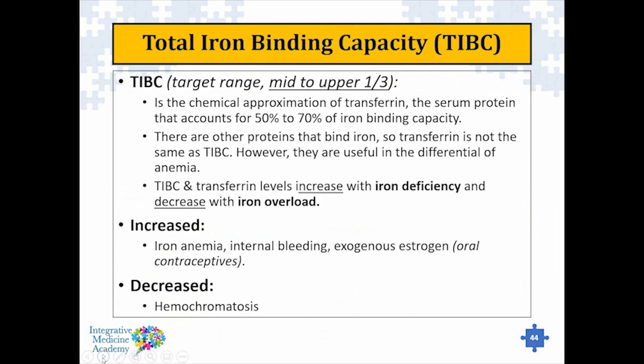Total iron binding capacity is an approximation measurement of a protein called transferrin. This is a serum protein that binds to iron. It makes up about 70% of the binding capacity. There's some other things that bind iron, but for the most part, it's transferrin. So when there is an iron deficiency, total iron binding capacity levels will increase. When there's an iron overload, total iron binding capacity decreases.